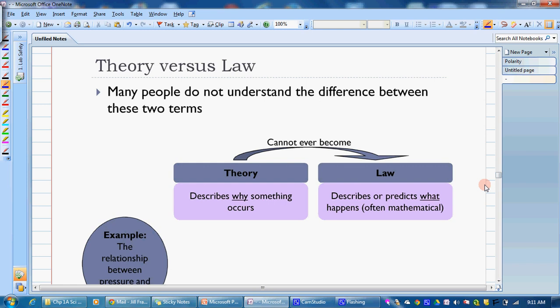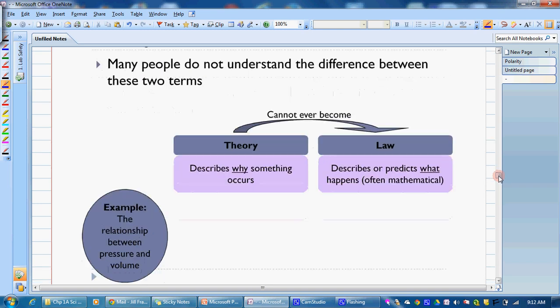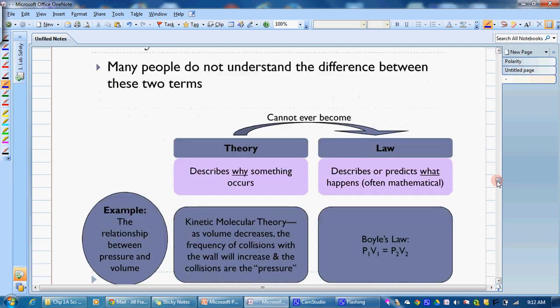Now, theory versus law, again, very similar, but the theory is why something occurs. The law describes what happens. A theory cannot become a law. So those are two really important things to understand. A law, a lot of times, is mathematical. It's an equation that we can use to figure something out.